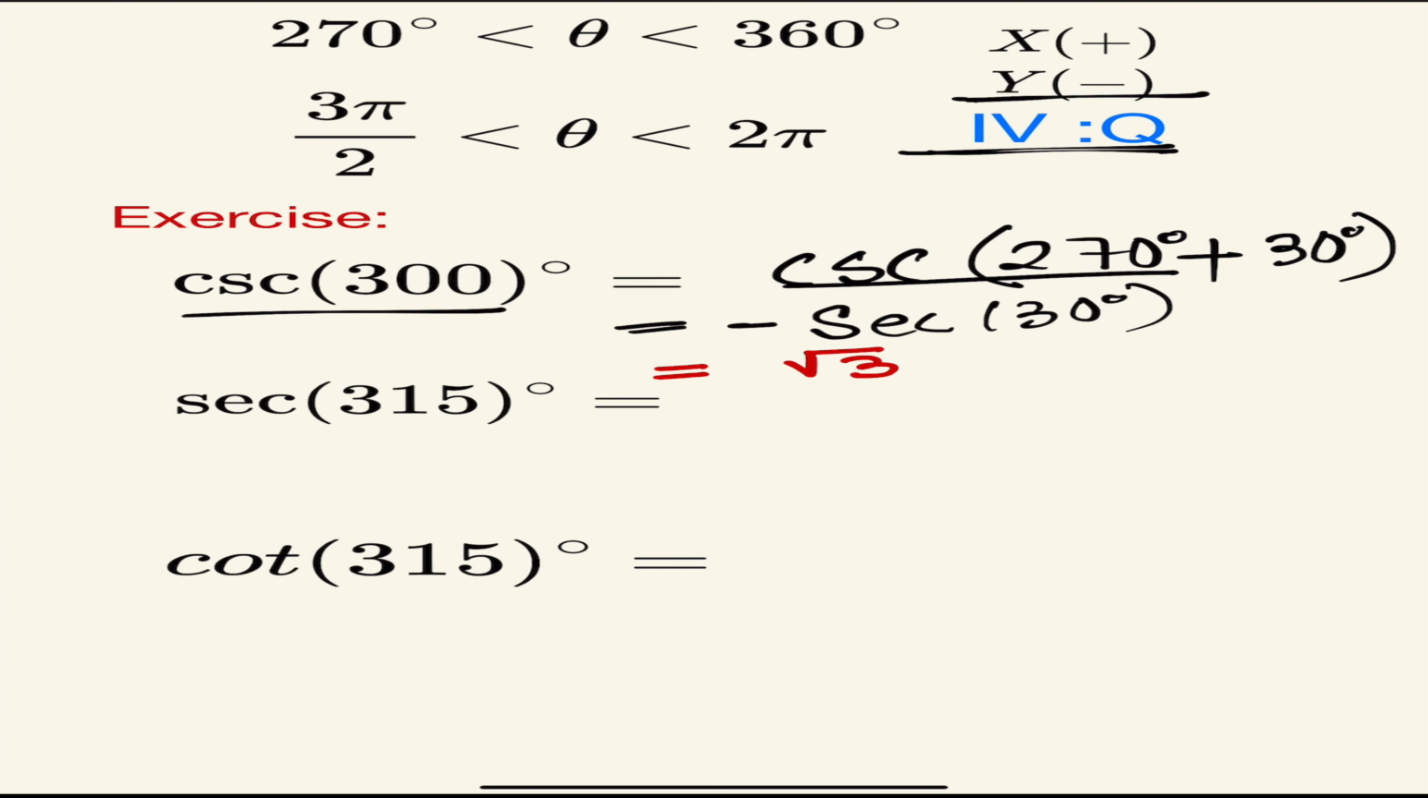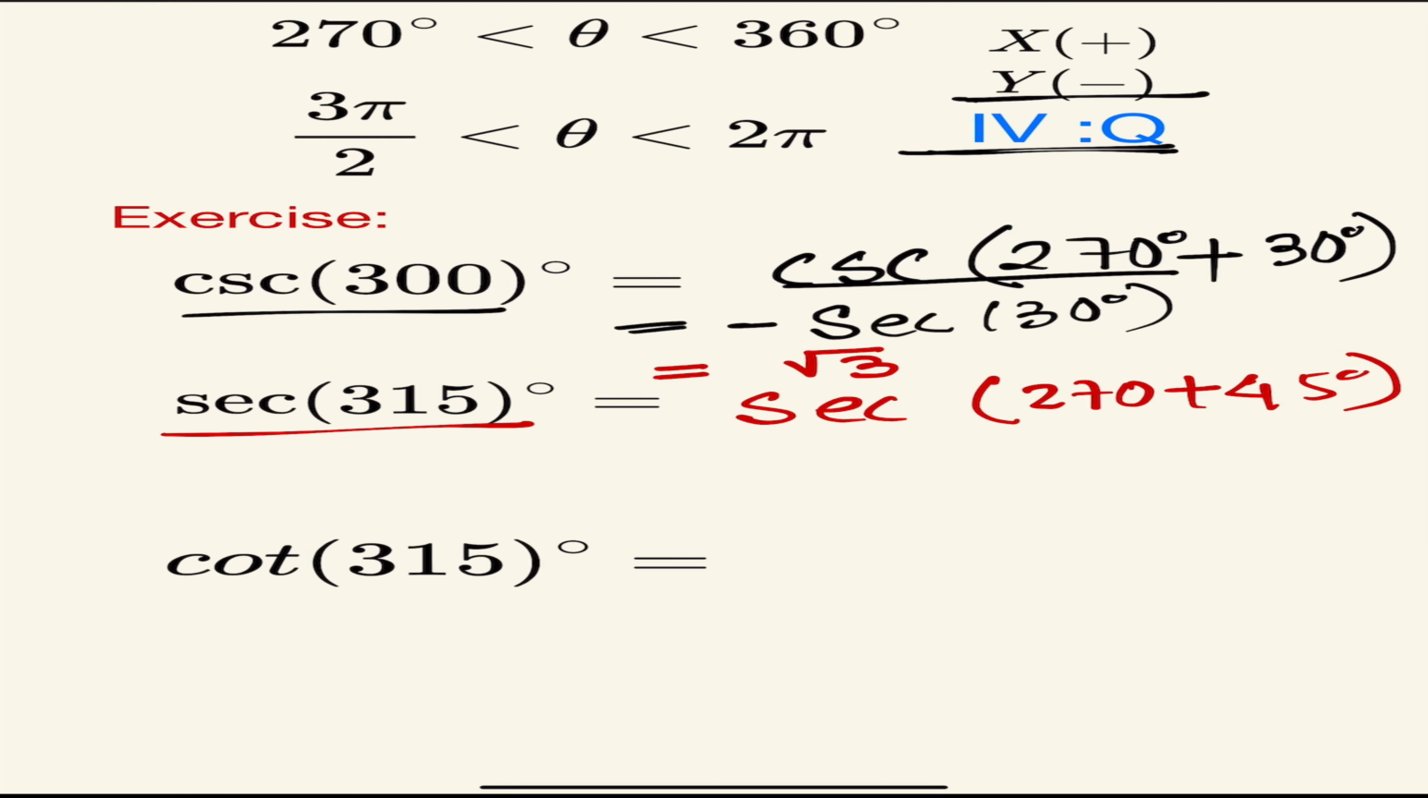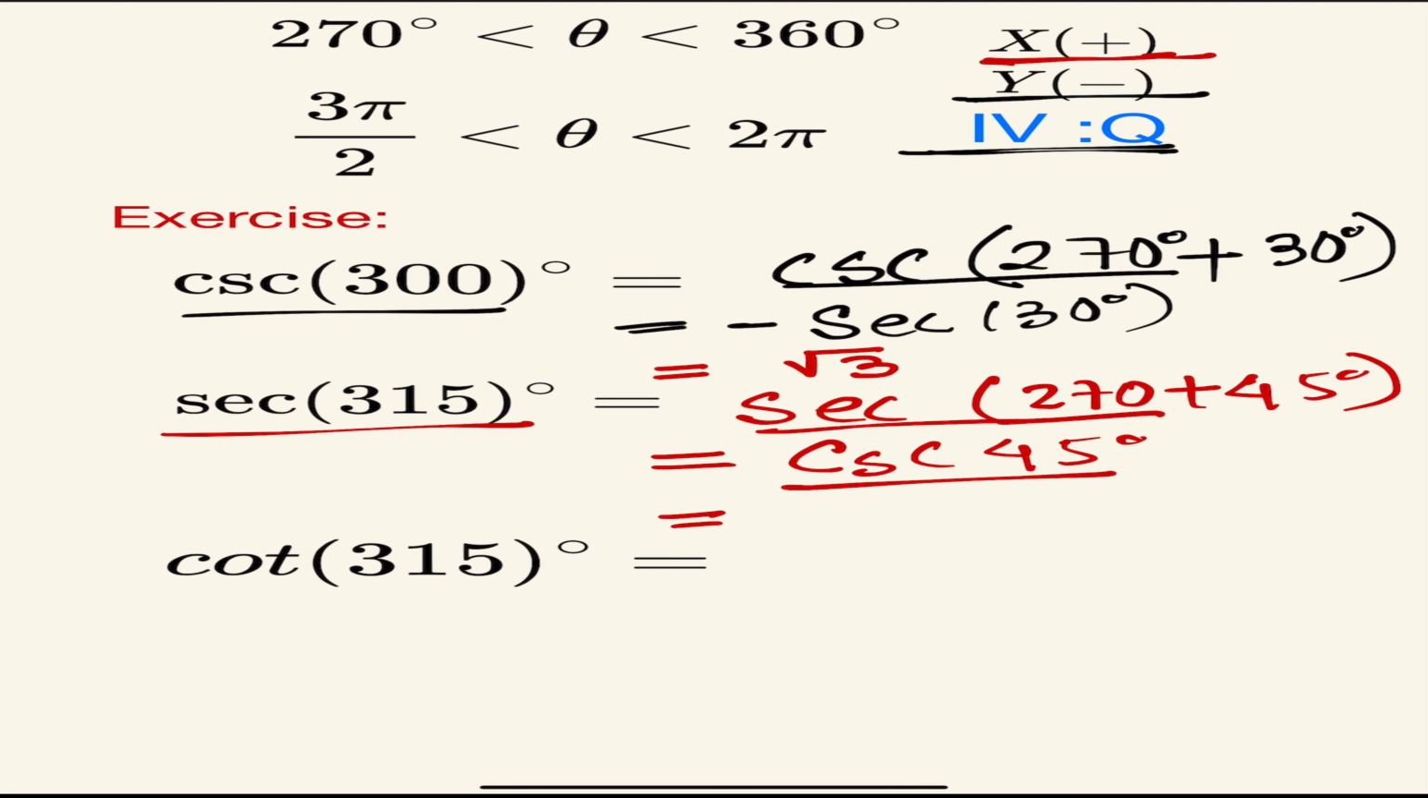Now, let's do the secant 315 degree. We just write it down: secant 270 plus 45 degree. So secant 270 is going to be cosecant 45 degree. But we don't have to change the sign since secant is positive in the fourth quadrant. So cosecant 45 degree is just going to be square root of 2.